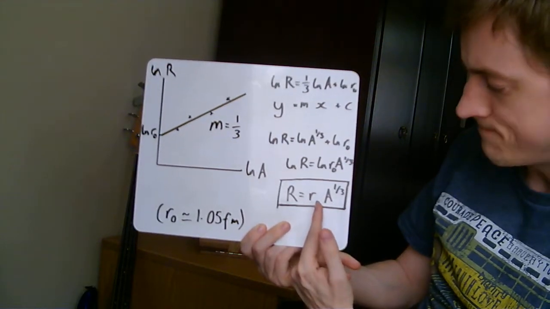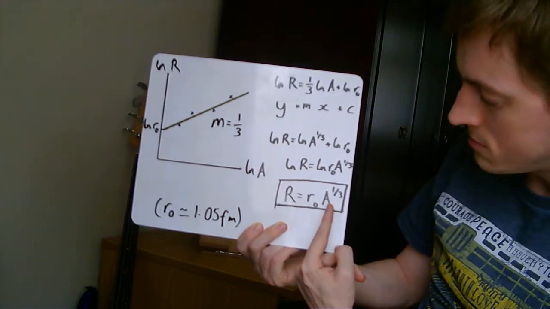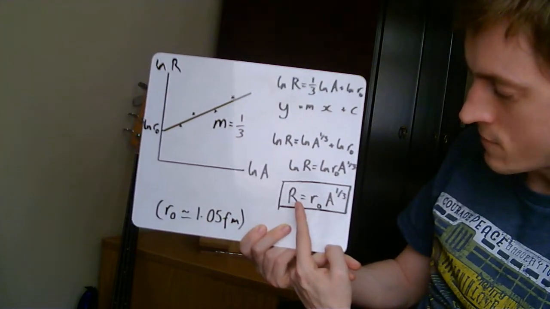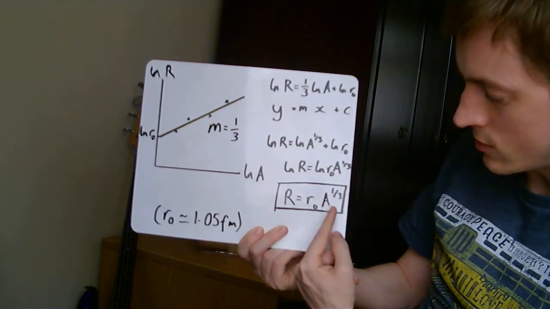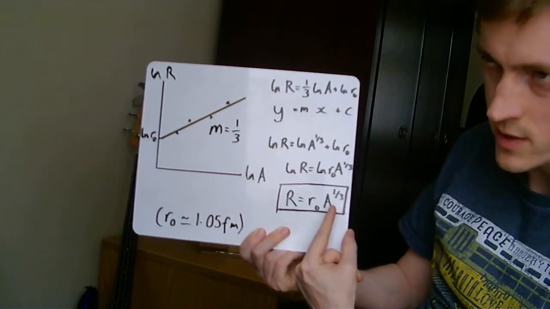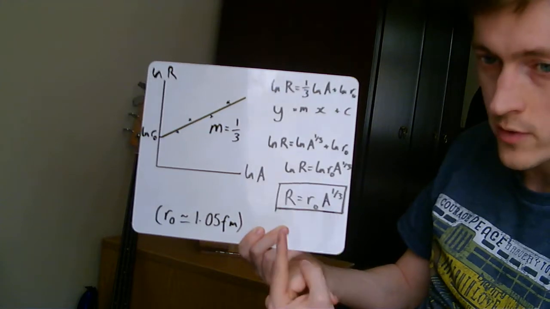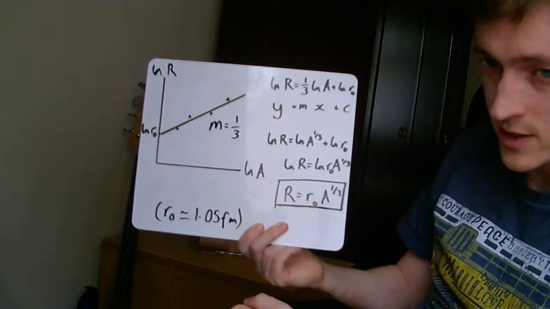What is r naught? Well, if I let a to the third be 1, then r naught will just be r. It will be the radius of the nucleus when we've got a to the third being 1. If a to the third is 1, then a is 1. So we're talking about the radius when we've got 1 nucleon. So that's what it is. This r naught thing is the radius of 1 nucleon.